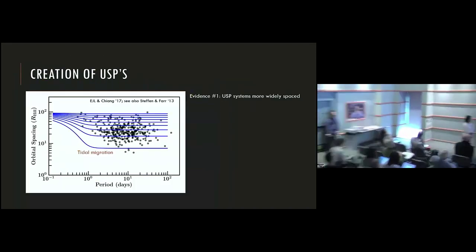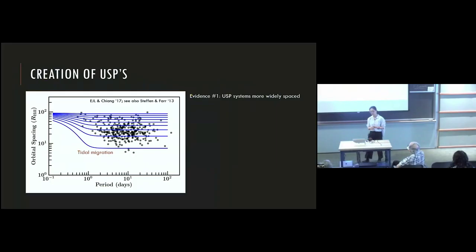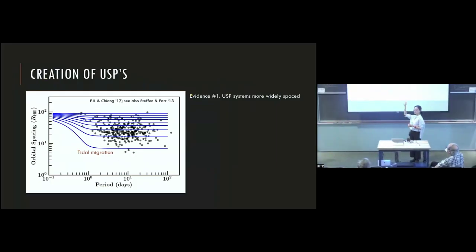So this is evidence 1. When you take a look at, as I said, USPs are typically multiplanetary systems, so you can take a look at how far apart these planets are compared to the adjacent planets. It's a bit more widely spaced for the USPs, which is consistent with tidal migration because it's an accelerating effect, given just how sensitive the tidal decay is with respect to the orbital distance.